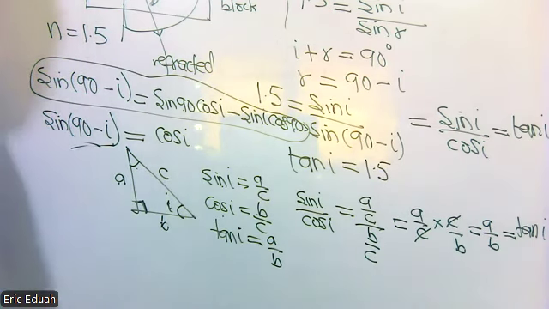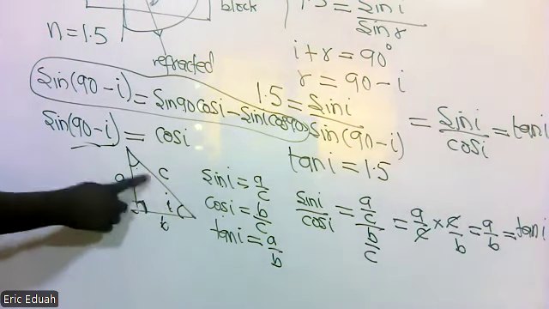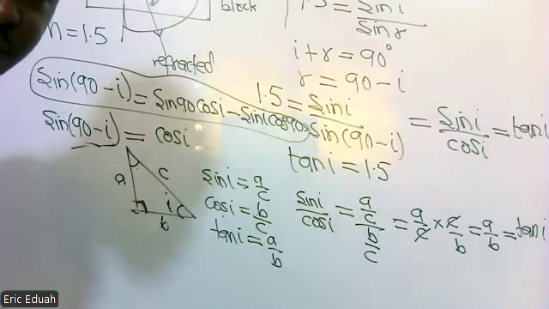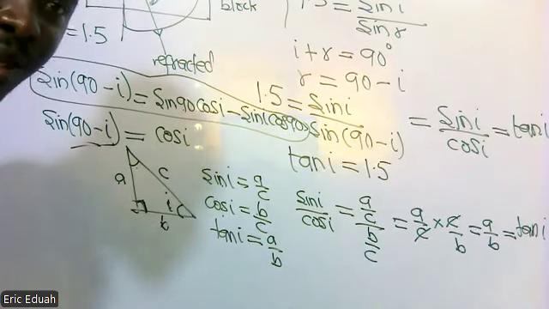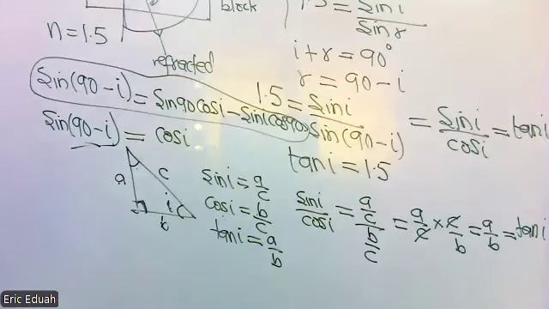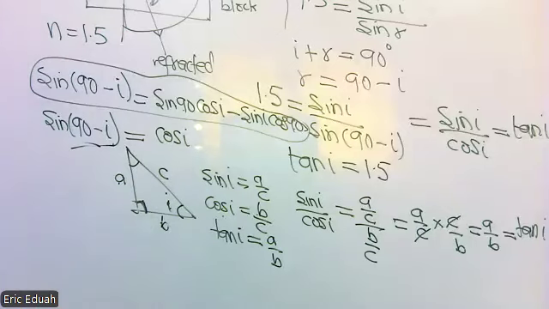Anybody to help? If this is 90 and this is I, what will be this angle? Please, whoever is ready can answer. If this is 90, this is I, what will be this angle?